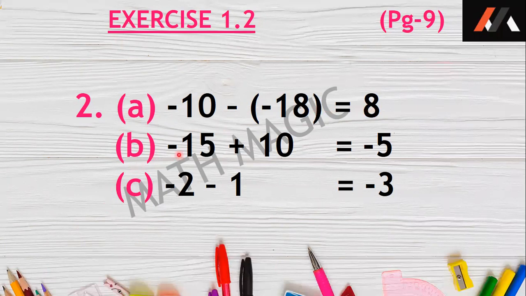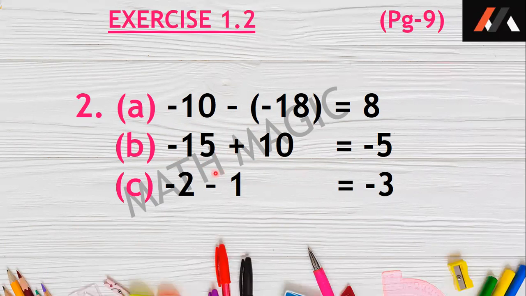B. A negative integer and a positive integer, the sum should be negative 5. I have taken the negative integer minus 15 and the positive integer plus 10. Now I have to add them both. Minus 15 plus 10 is equal to minus 5.